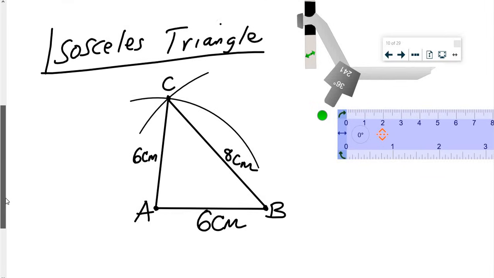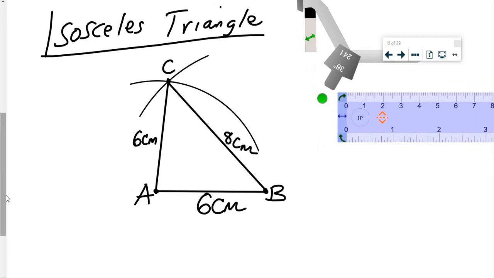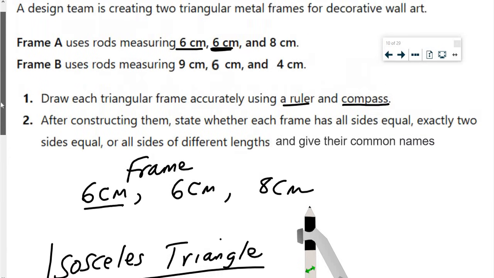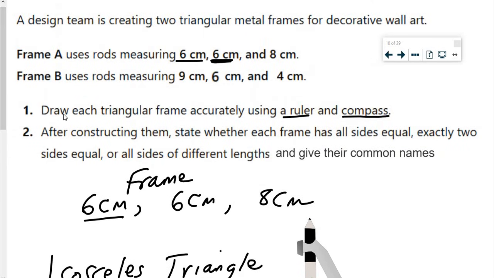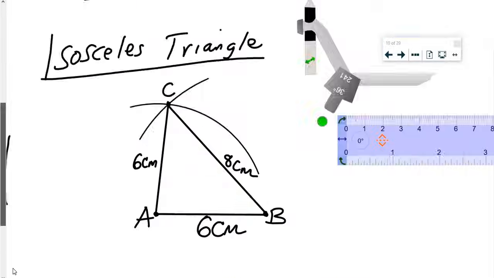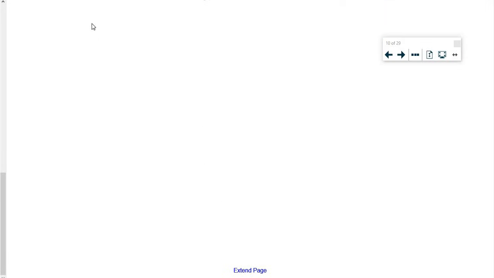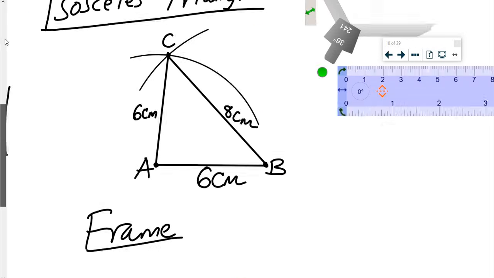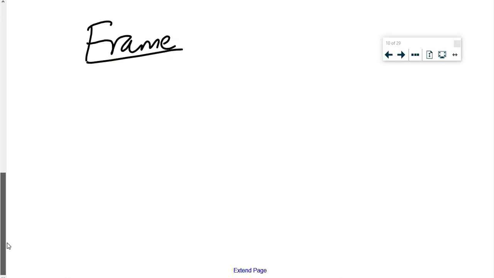Now the next question. The next question is within the same question. This time it is frame B, which is 9 centimeters, 6 centimeters, 4 centimeters. So you do the same thing. So you write here frame B with 9, 6, 4. All these are centimeters.